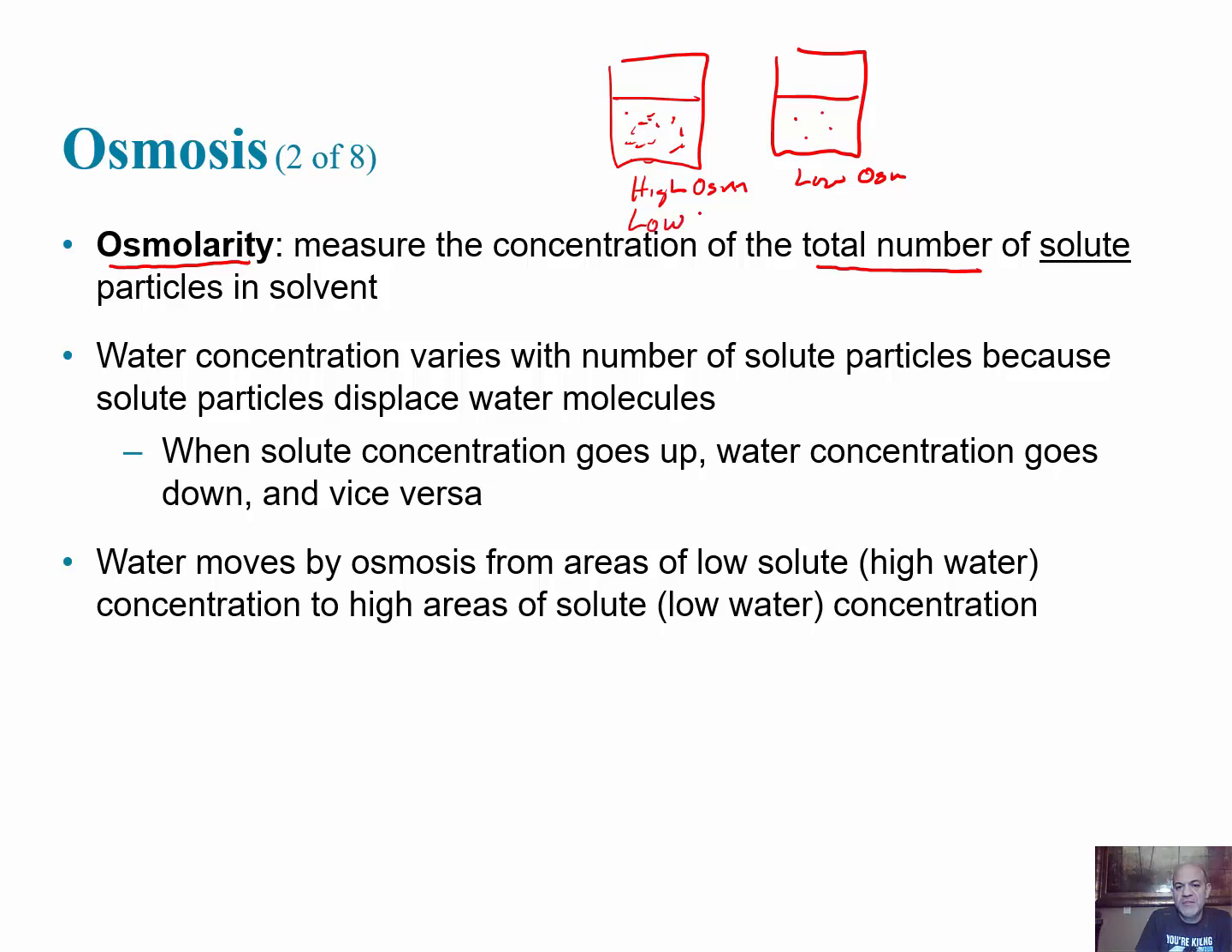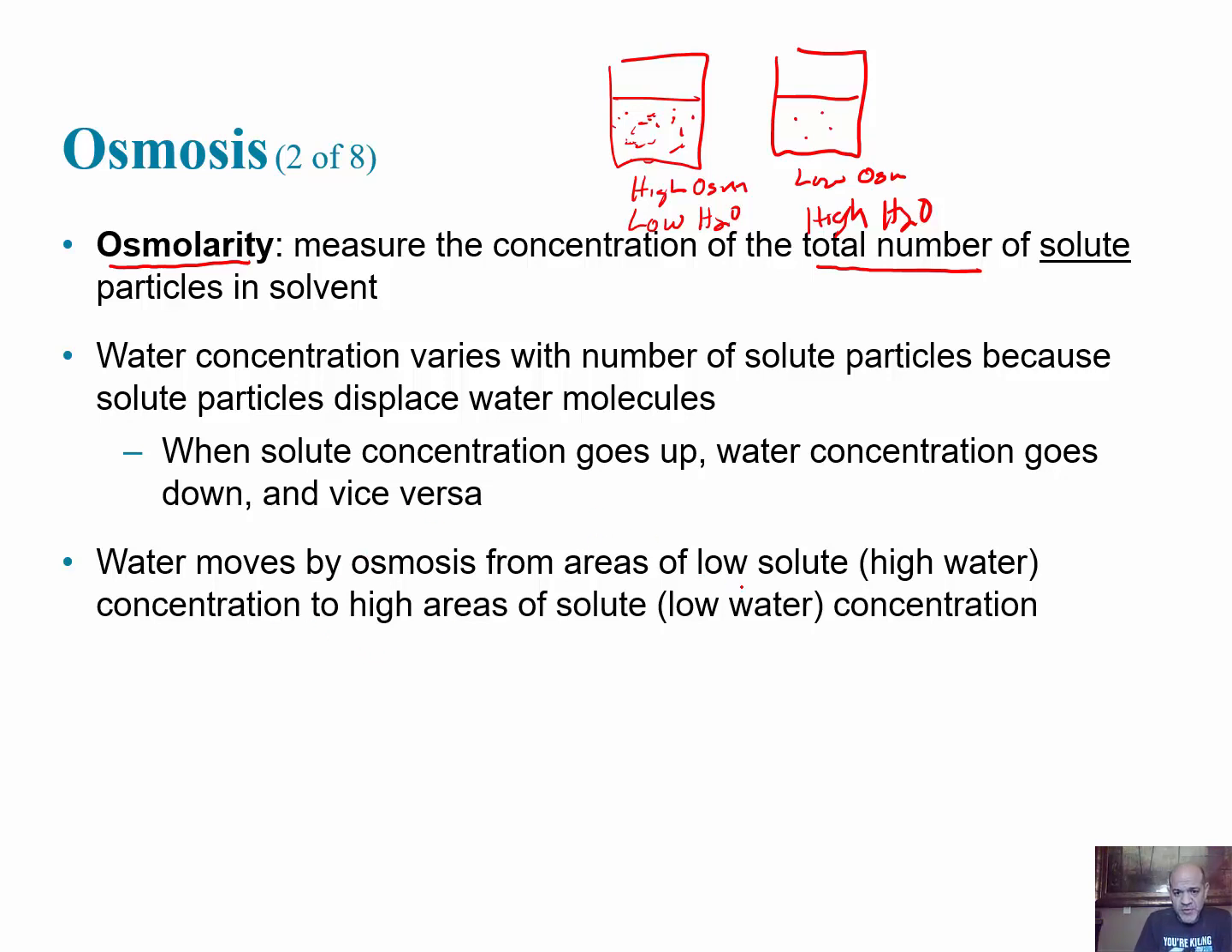So that means there would be a relatively lower water concentration than the beaker on the right. This one would have relatively higher water concentration. So that's going to create a gradient not only for the solutes but for the water itself. So when solute concentration goes up, basically the water concentration goes down and vice versa. So that's modeled here in simple pictures that I drew up there at the top.